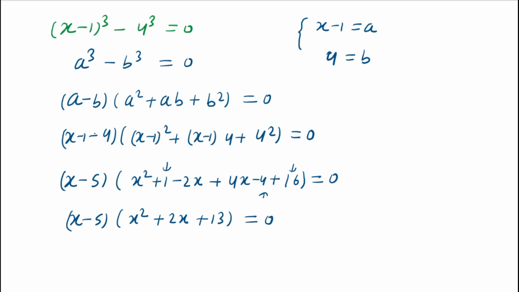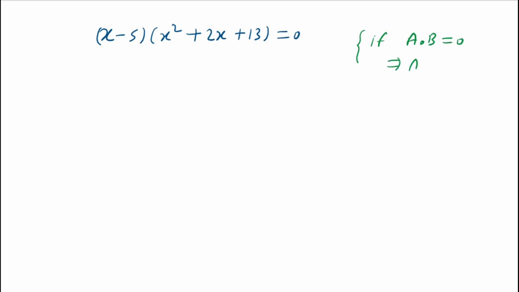Now in left hand side here x minus 5 times x square plus 2x plus 13, and this is equals to 0. Here we will apply this rule. If a into b, this is equals to 0, this implies value of a is equals to 0 or value of b is equals to 0. Suppose this expression is a and this expression is b.